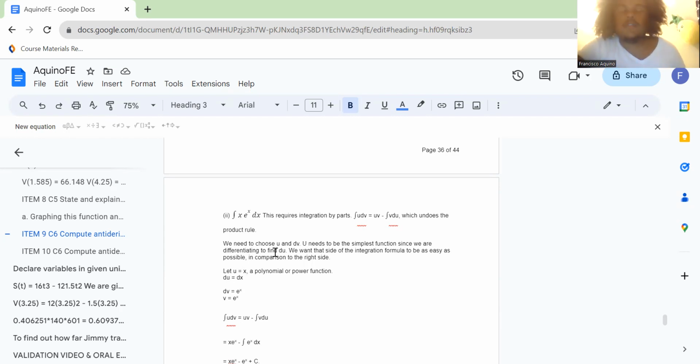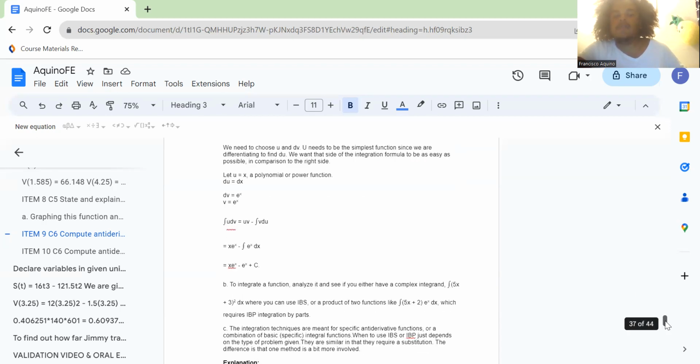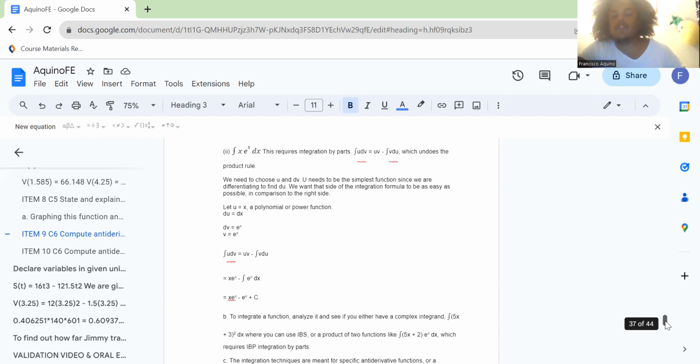So u is x, du is dx, which is really nice. It works out. Then what's left becomes dv and v. And this is important because you want the integral to be, at worst, the same level of difficulty as the one you started with, or easier. So that's why you really want to know what you're doing when you choose u. So again, dv would be e to the x because that's what's left. And then v is just the integration of that, and that's e to the x.